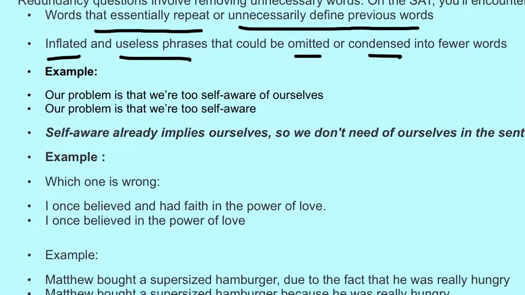All right, so here's an example. Our problem is that we're too self-aware of ourselves. Our problem is that we're too self-aware. Well, of ourselves adds a redundancy to the sentence. Self-aware basically means we're talking about ourselves. So we would not need this in a sentence. That would make it more clear.